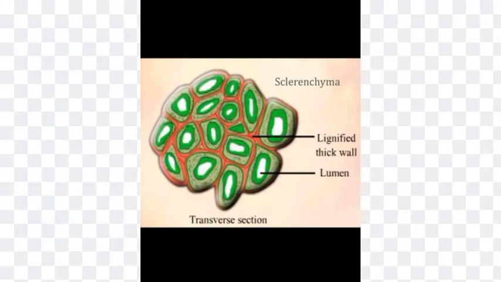Often these walls are so thick that there is no intercellular space inside the cells. The cells of the sclerenchymatous tissue are closely packed. This tissue is present in stems, around the vascular bundles, in the veins of leaves, and in the hard covering of seeds and nuts. It provides strength to the plant parts.